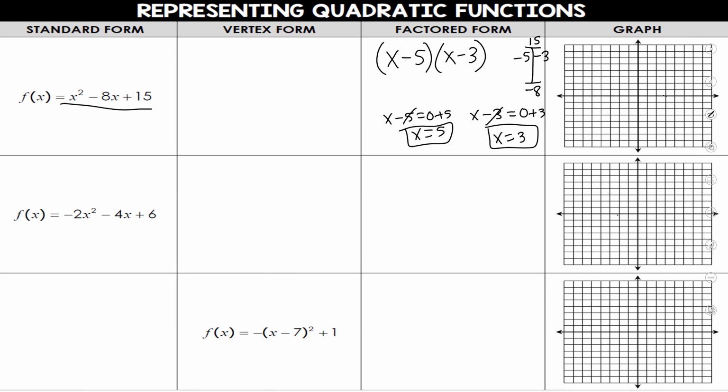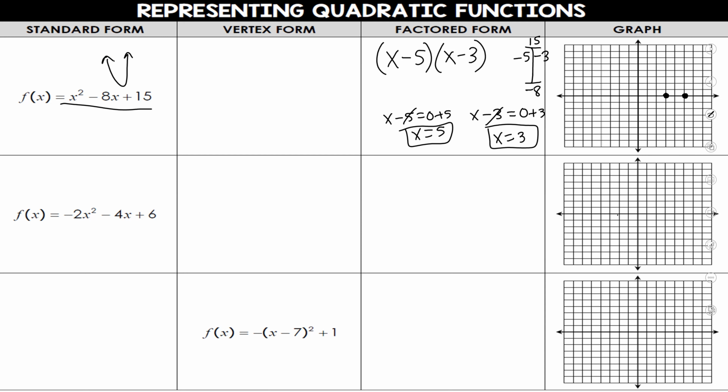So now, guys, I know what my x-intercepts are. I'm going to go ahead and plot them on my graph. That is why factored form is convenient. You can easily figure out what your x-intercepts are. Looking at the standard form, I really don't know anything besides the fact it's going to face upward, right? Because it's not negative. But if I put it in factored form, I can easily tell what my x-intercepts will be.